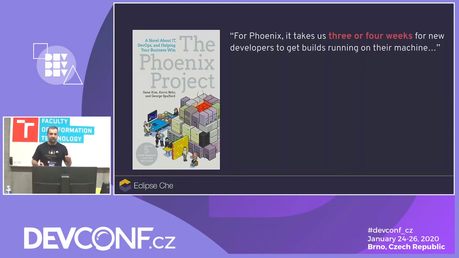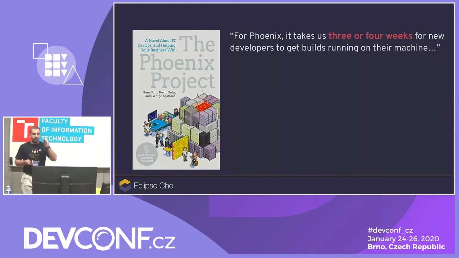"For Phoenix, it takes us 3 or 4 weeks for new developers to get a build running on their machines." And that's actually not an exaggeration. It's pretty much the situation which relatively big companies face nowadays. So the setup and configuration is a big process nowadays. And onboarding can take weeks.